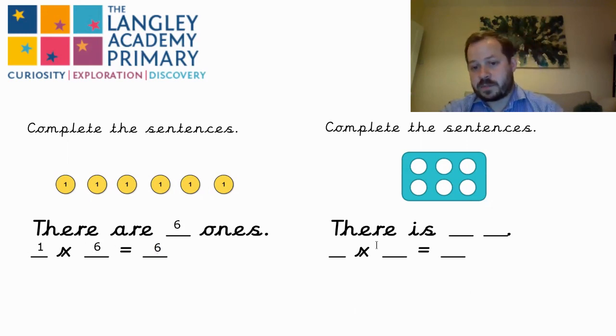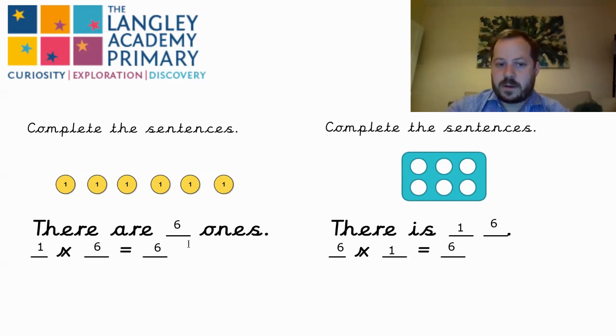We look on the other side here, and there is 1 lot of 6. Okay, that's one number of 6. So we have 6, and we have 1 of them, so we're timesing it by 1, and the answer is 6. So it doesn't matter whether we are timesing 1 by a number or we're timesing by 1, both end up the answer being whatever it is we're timesing by 1. The number doesn't change. That's our rule.